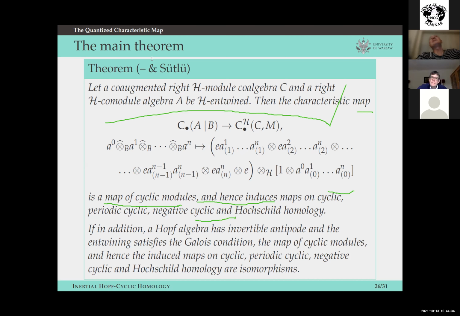Which by accident could be Galois, but it's not necessary. And everything makes sense. Tomek, may I ask a question? I'm a bit confused. So you are saying that there are two situations. In the Galois condition, you generate an entwining. And then you don't necessarily get a group-like element in your coalgebra.